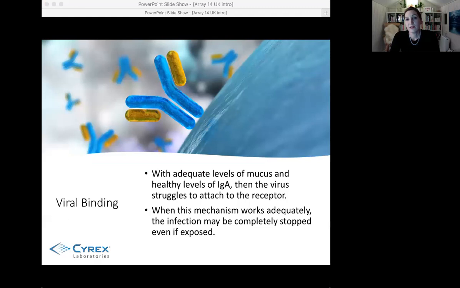So with adequate levels of mucus and healthy levels of IgA, then the virus will really struggle to attach to the receptor. And when this mechanism works adequately, then the infection may be completely stopped, even if somebody is exposed. So the best protection is that the virus cannot bind in the first place.